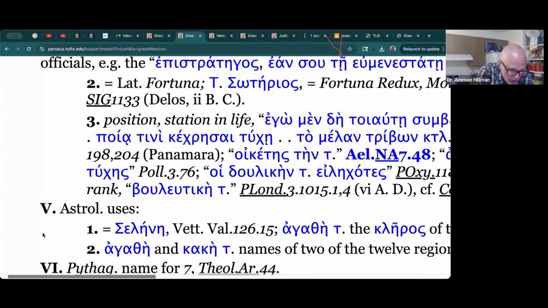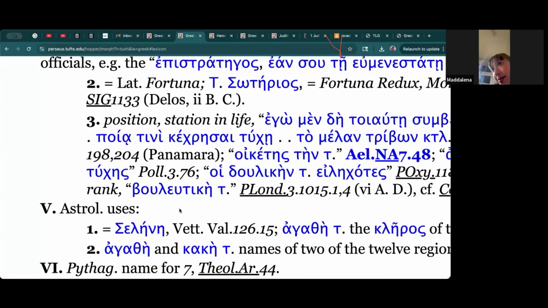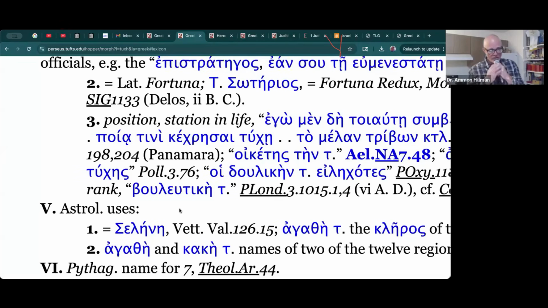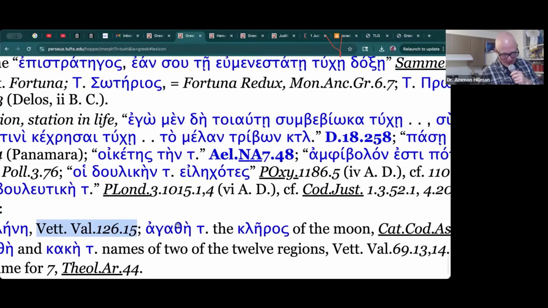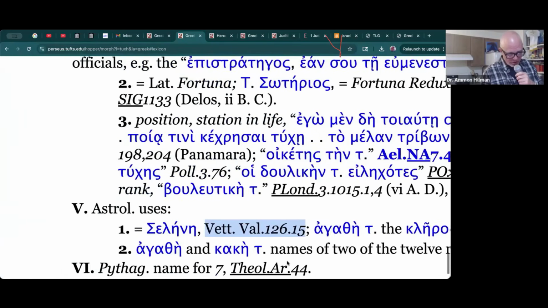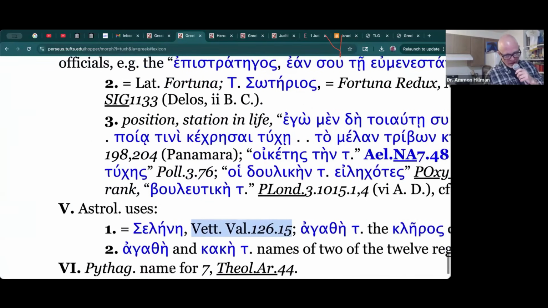And look at number 5, the astrological uses. Who is Tuche? She is Selene. Yeah. Isn't that nice? Okay, so next time you're reading, this is Vettius Valens, a Roman astrologer, and you're saying, wait a minute, why are they quoting Roman astrologers who were writing in Latin? Because astrology is Greek and they're going to be using all the Greek terms, right? It's just the way it is. Agathe Kleros, the Kleros of the moon, that lot, right? What is that? You can have Agathe and Kake.